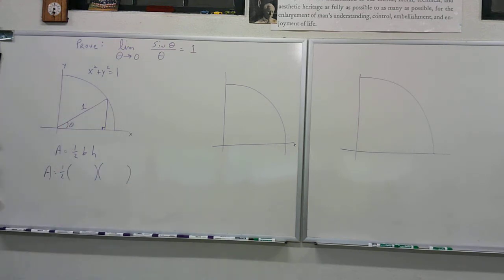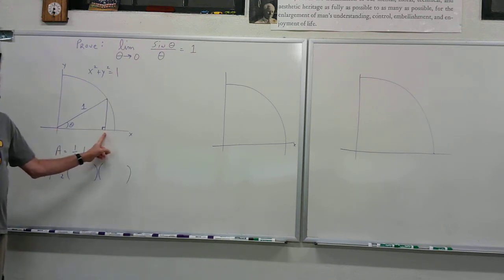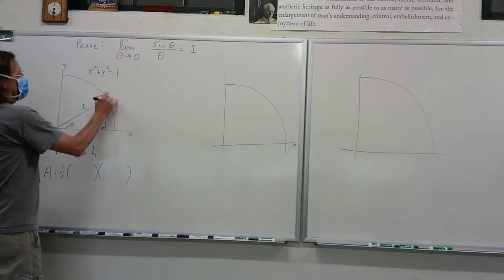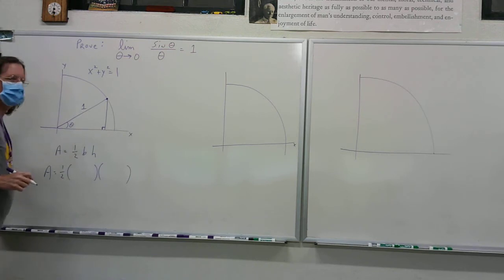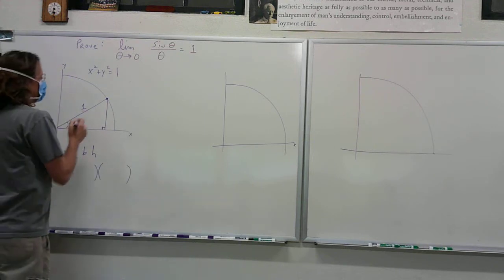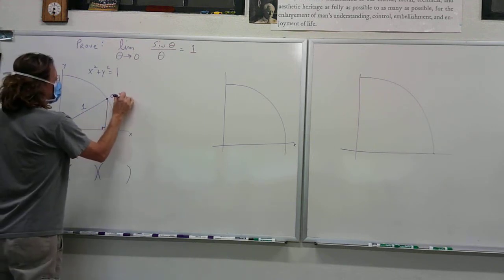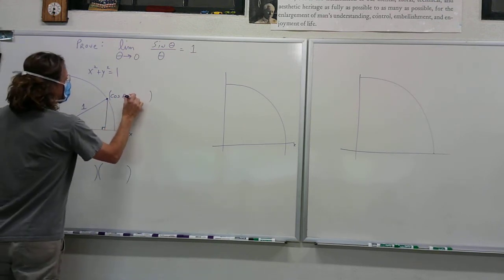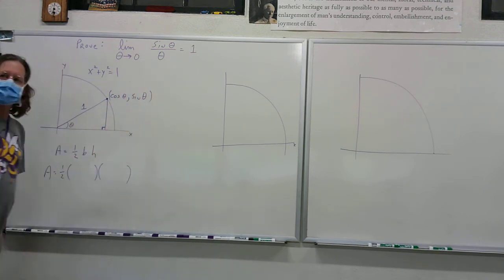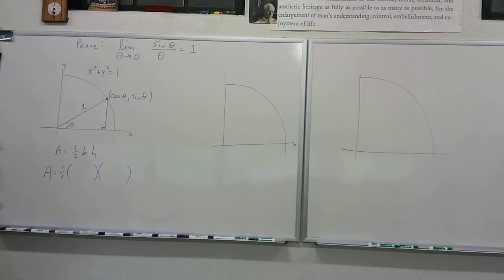What goes in those blanks? Okay, the base is what? From here to here, right? What do you know about the x and y values in terms of theta right here? What is the x value right there equal to in terms of theta? Unit circle? Cosine of theta. What's the y value right there according to your unit circle? Sine theta. Notice we're going back and talking about the unit circle there. You got the unit circle.